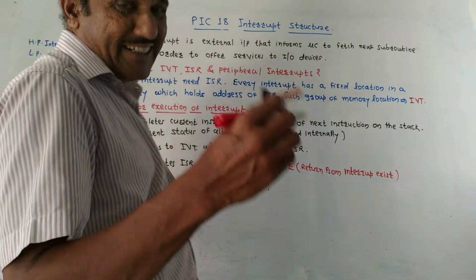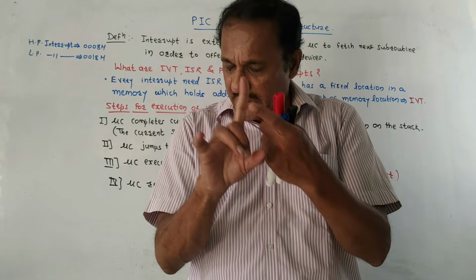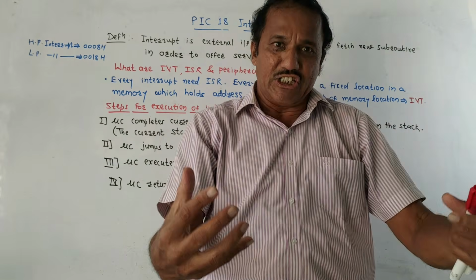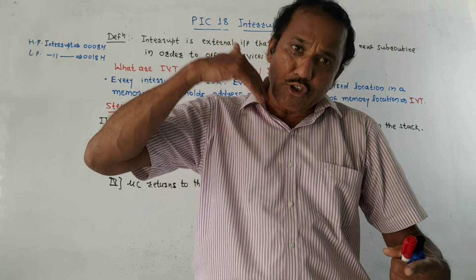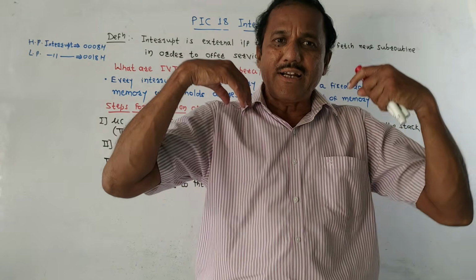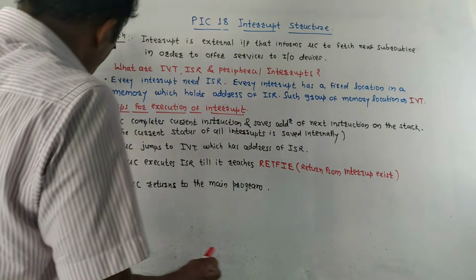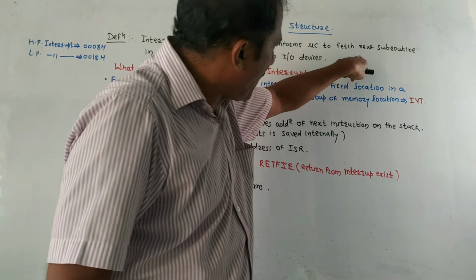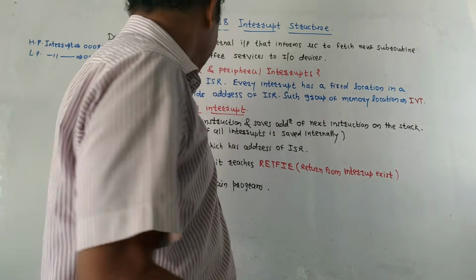First part, what is an interrupt? जैसे हम लोगों ने 8051 में लर्न किया है, interrupt is basically an external signal, rather it is external asynchronous signal. So when it is arised, the microcontroller executes the current instruction and jumps to the interrupt service routine to provide the services to, let us say, input output devices and so on. So definition of interrupt is, it is external input that informs microcontroller to fetch new subroutine in order to offer services to input output devices.